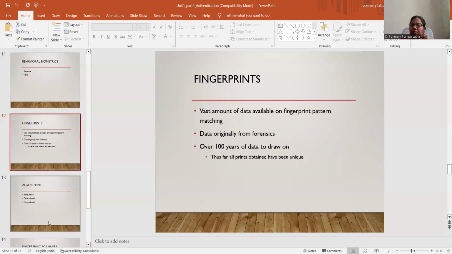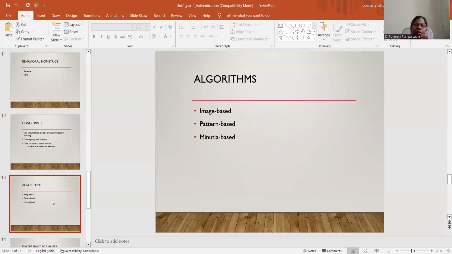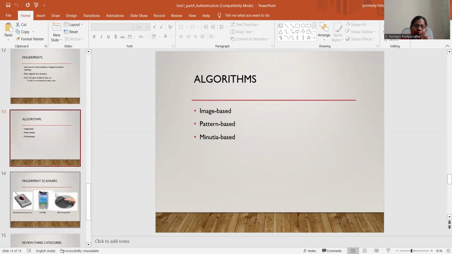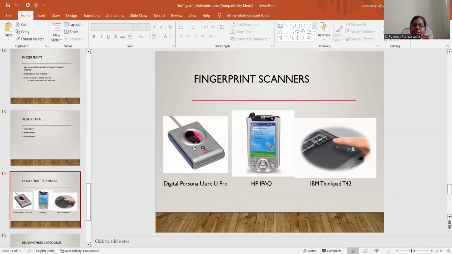In the fingerprint, normally everyone has their own originality and uniqueness. For recognizing the fingerprint, there are various algorithms like image based, pattern based, and minutia based. All these are used. These are the fingerprint scanners: Digital Persona, HP iPAQ, IBM ThinkPad. These are all digital scanners for the fingerprint.